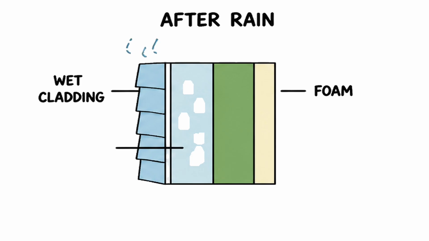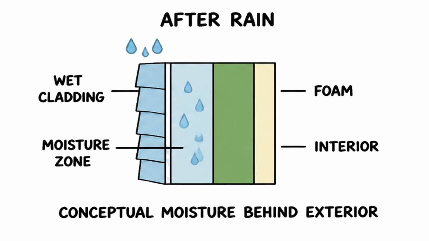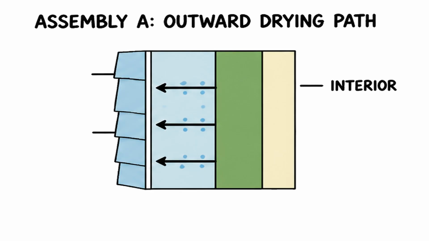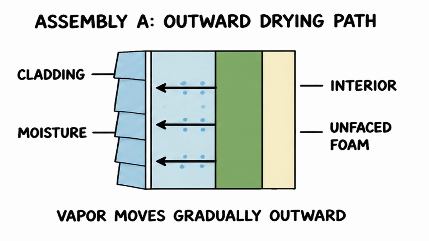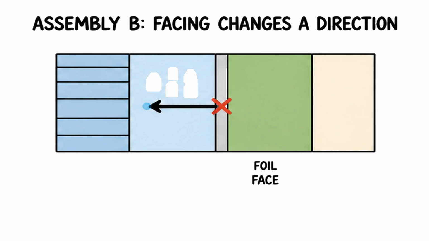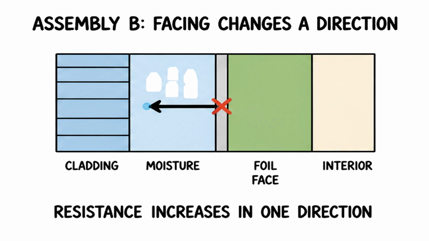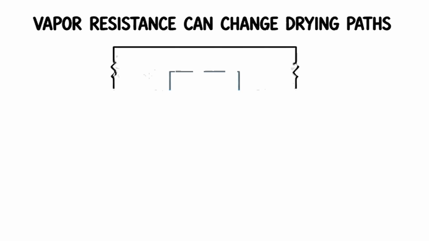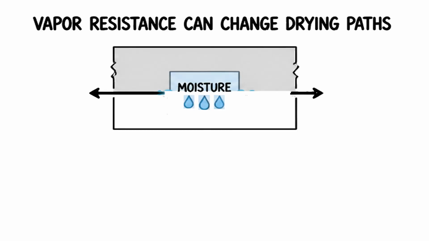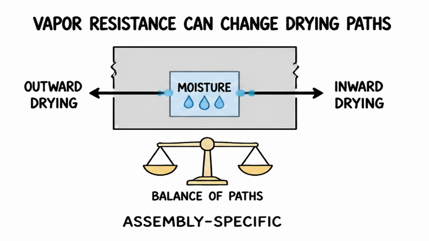Now consider drying. A wall with wet exterior cladding after rain holds a small conceptual moisture zone behind the exterior layer. In one assembly, an outward vapor path lets moisture move gradually outward. Cyan arrows travel from the moisture zone toward the exterior. In another assembly, a foil-faced layer changes the resistance in one direction. The cyan arrows through that direction are reduced. When a facing changes vapor resistance, it can also change how the assembly dries. Vapor resistance can change drying paths.